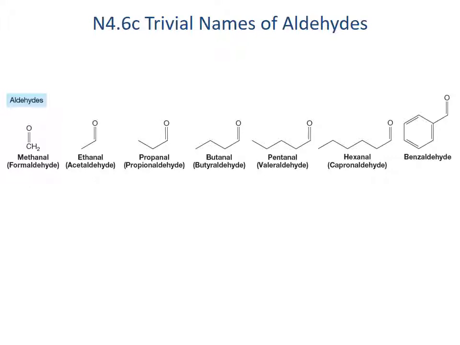Aldehydes also have common names derived from the related carboxylic acid. In each case, ic acid is removed and replaced by the word aldehyde. So what used to be formic acid when it's an aldehyde is formaldehyde, or propanoic acid becomes propionaldehyde.